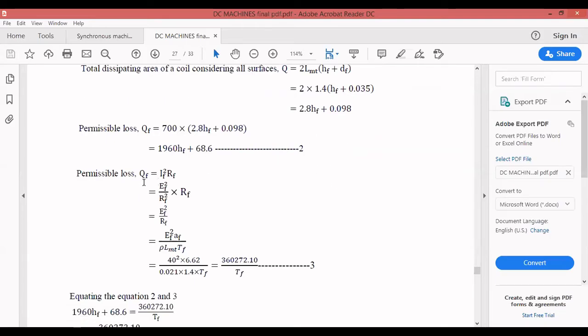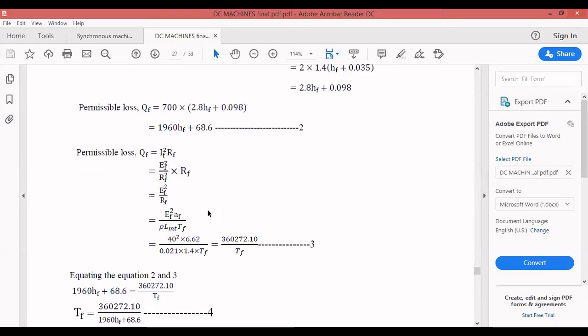Also, permissible loss is given by what? QF is equal to IF square into RF. IF square can be written as what? EF square by RF. RF cancels here. Then EF square by RF. Then you substitute for RF from the formula. RF is something but what? Rho LMT TF divided by AF. Substitute for RF: EF square AF divided by rho LMT TF.